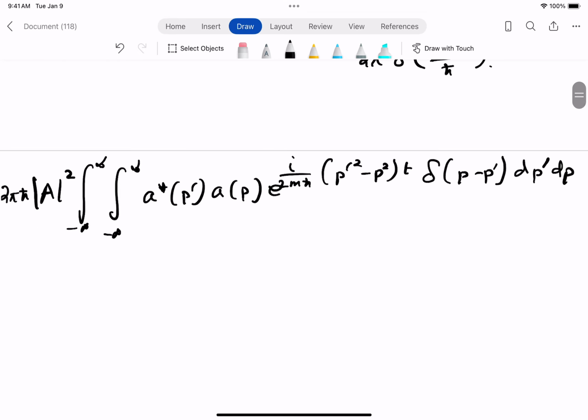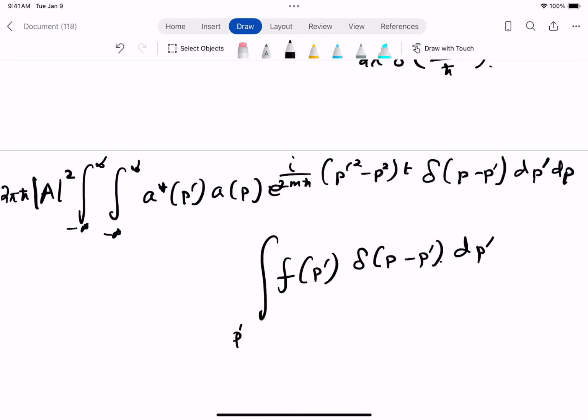All right, so now I'm going to use the shifting property of the delta function. If I have some function f of p prime, multiply it by delta of (p minus p prime), and integrate over dp prime from minus infinity to plus infinity, what is the result going to be? It means that whatever I have outside of the delta function, in this f of p prime, I just need to replace the p prime by p. So this is going to be f of p. This is the shifting property of the delta function. So that's what I'm going to do.